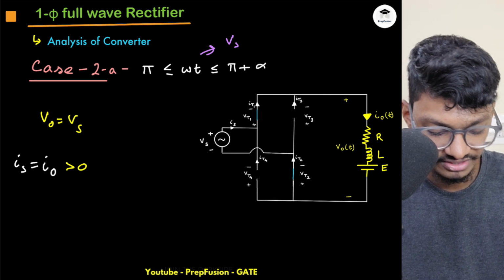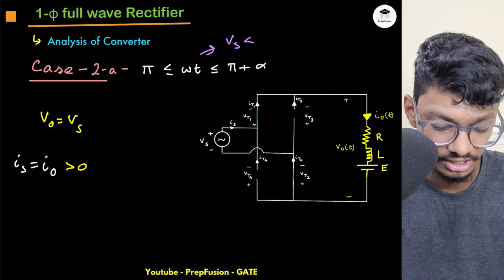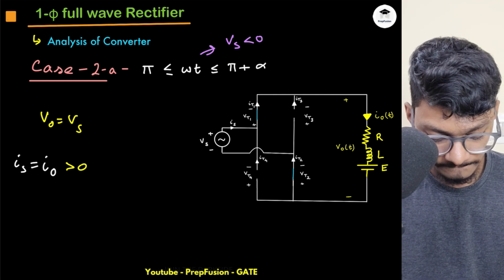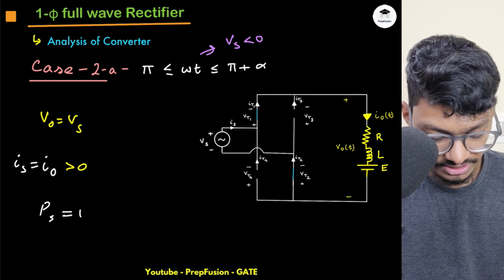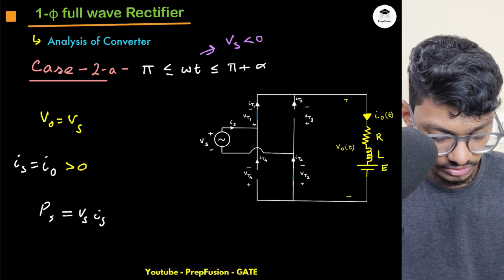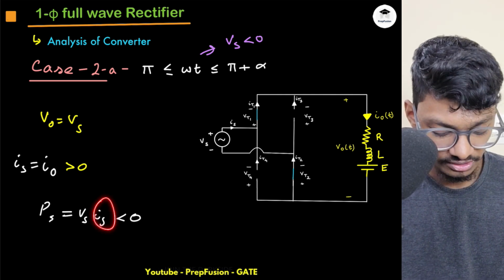Vs is less than 0, because Vs is negative. After pi, Vs is negative. It is in the negative half cycle. So what would be my power? PS is equal to Vs into Is, which is negative, because Is is positive but Vs is negative.